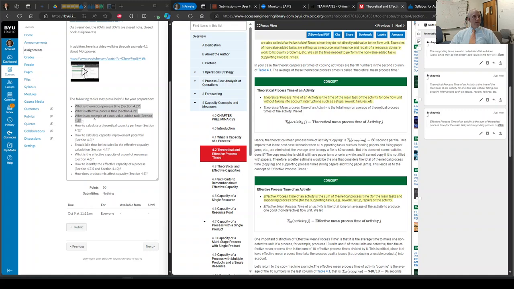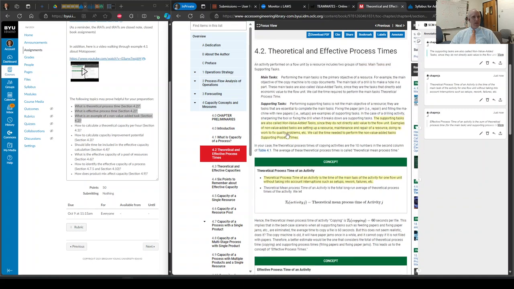Third question, what is an example of a non-value added task? That's actually a little bit higher here, talking about supporting tasks. Here are some examples. Setting up a resource, maintenance and repair, doing rework to fix quality problems, etc. These are non-value added tasks. Some of the other topics here, let's go to the next two.